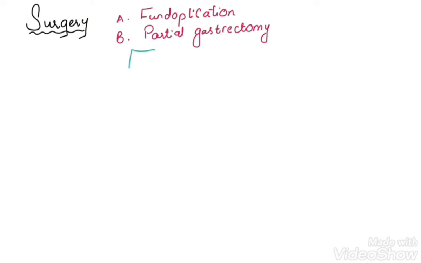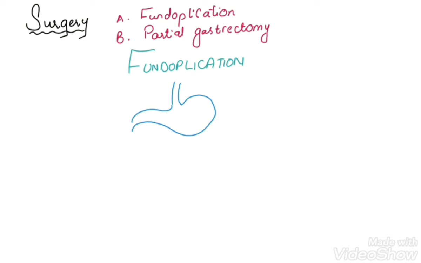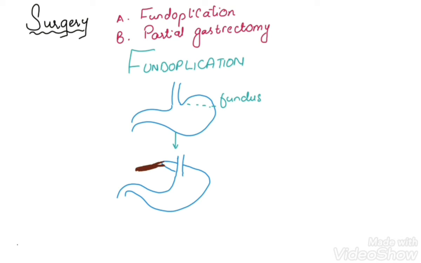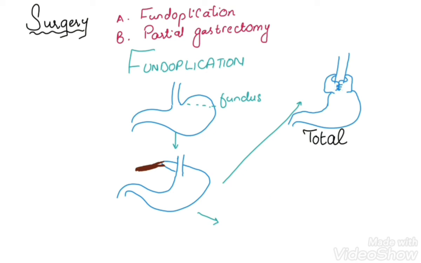In fundoplication, the fundus of the stomach is held and wrapped around the lower esophageal sphincter to strengthen it so that food reflux does not occur. It may be total, in which the fundus is completely wrapped around the lower esophageal sphincter, but it leads to overcompetent cardia, so it is not preferred. In partial, the LES is partially wrapped by the fundus.